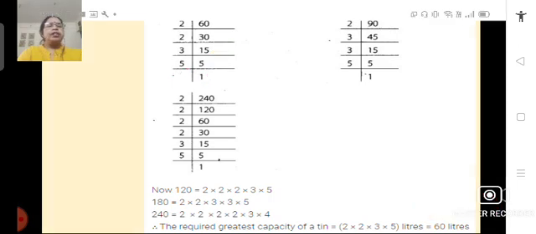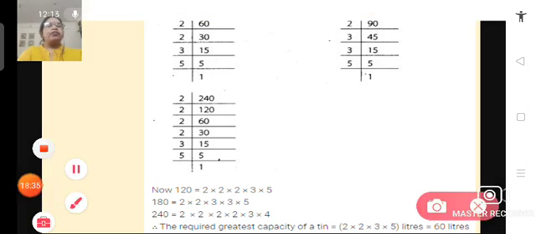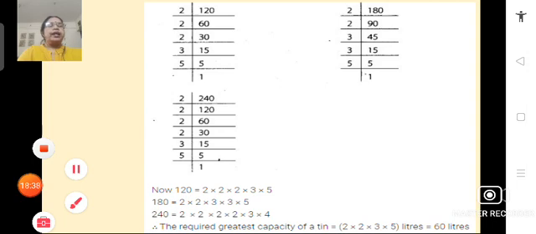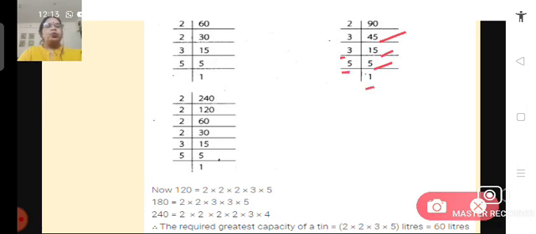So the next number is 180. It can be divided by the smallest prime factor, that is 2. So we get 90. 90 is again divided by 2. We get 45. Now 45 is divided by the next prime factor, that is 3. We get 15. 15 is again divided by the prime factor 3. We get 5 and 5 is divided by itself. We get 1. So the prime factorization of 180 is 2 into 2 into 3 into 3 into 5.